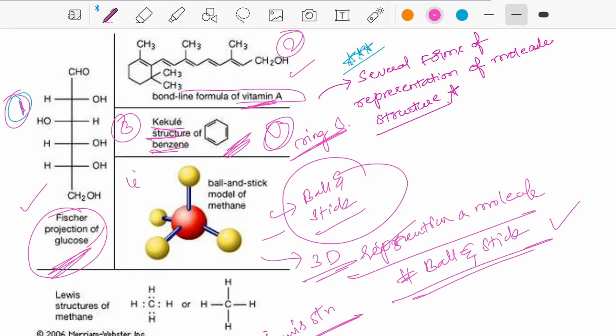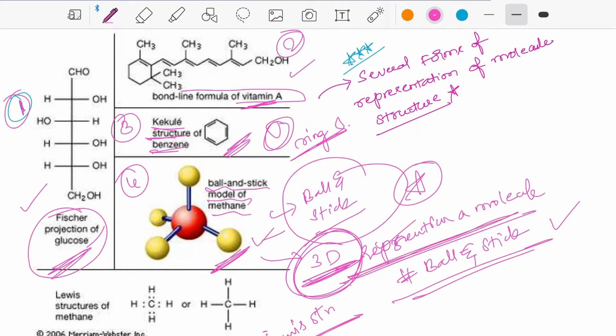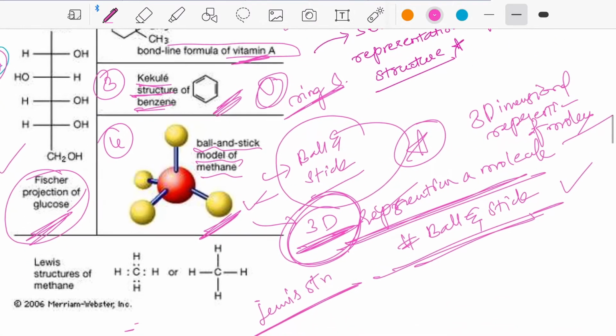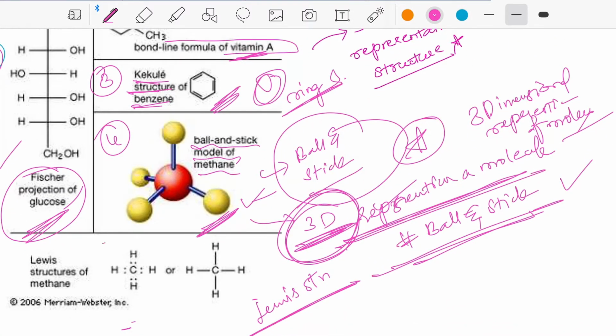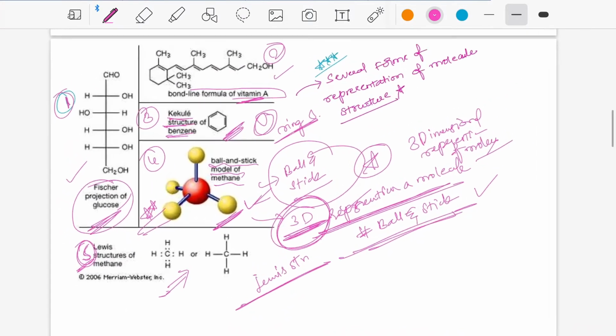The fourth is the ball-and-stick model, which is very famous. It is a very good representing model because it is a three-dimensional representation of a molecule. Generally, to represent anything in three dimensions, we use the ball-and-stick model. And the last, the fifth one, is the Lewis structure, or dot structure, representation of molecules.